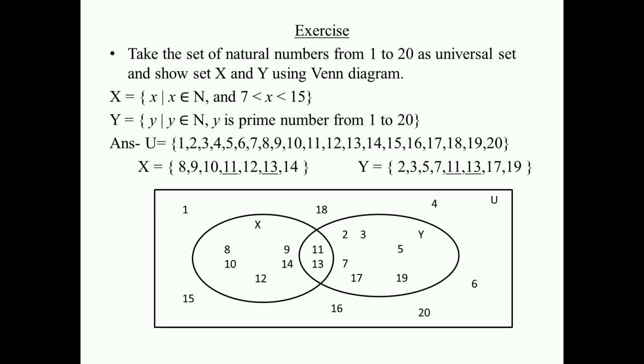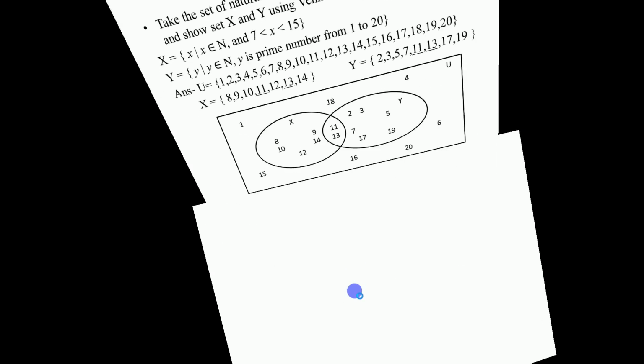So this was it. It is very simple to make a Venn diagram when you have a universal set or any other set or any common elements. Just like this you have to draw it. I hope you understood this question. Now let us move on to the next question.